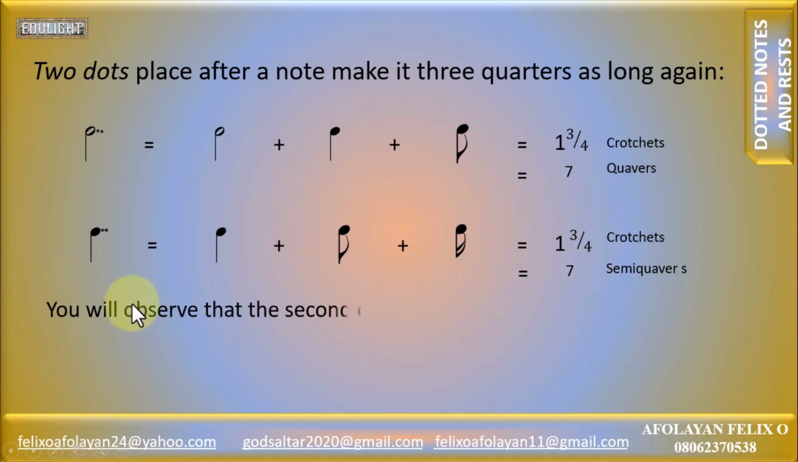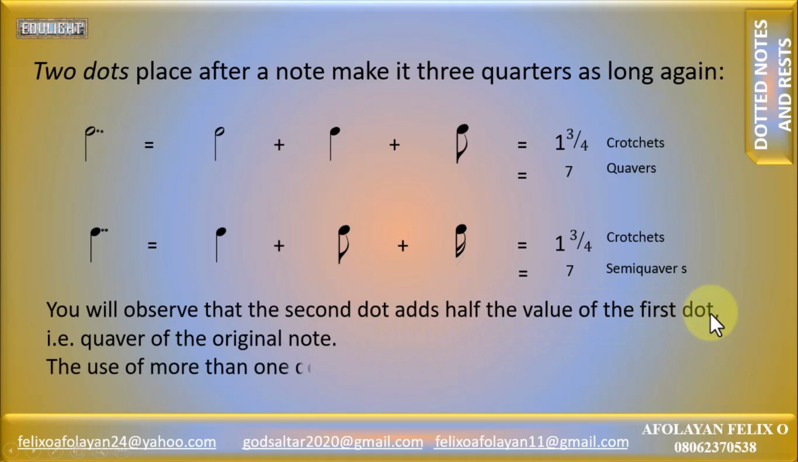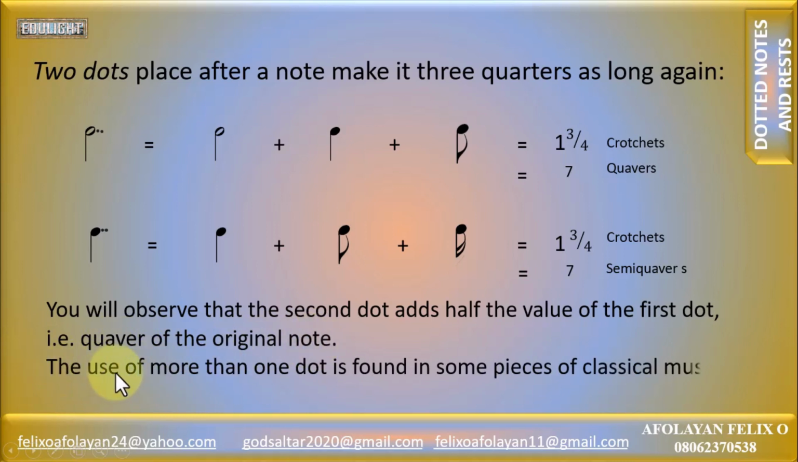You will observe that the second dot adds up the value of the first dot. The second dot adds half the value of the first dot, that is a quarter of the original note. The use of more than one dot is found in some pieces of music, but is not very common.